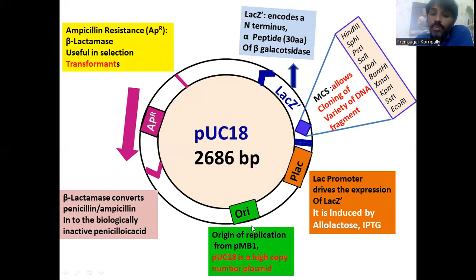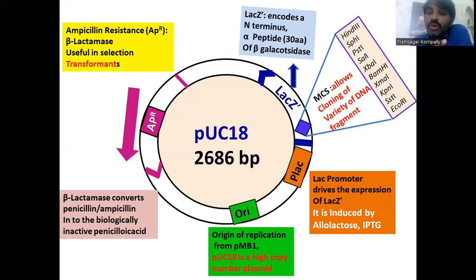And this origin of replication is collected from the pMB1 vector, and this modification of the origin of replication is converted into the high copy number plasmid. The pUC18 is a high copy number plasmid.